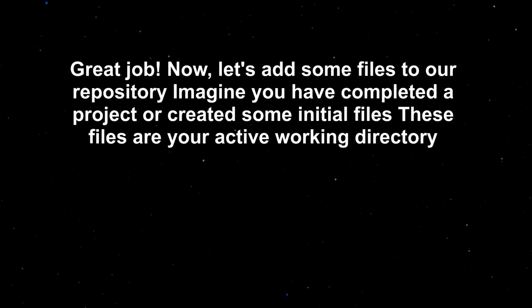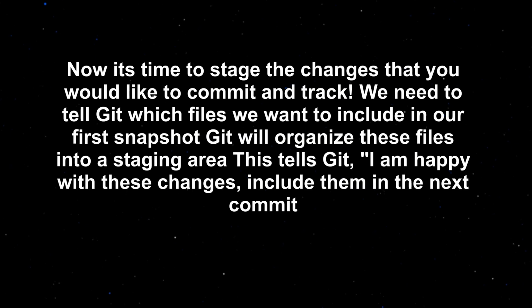Imagine you have completed a project or created some initial files. These files are your active working directory. Now it's time to stage the changes that you would like to commit and track. We need to tell Git which files we want to include. In our first snapshot, Git will organize these files into a staging area. This tells Git, I am happy with these changes. Include them in the next commit.